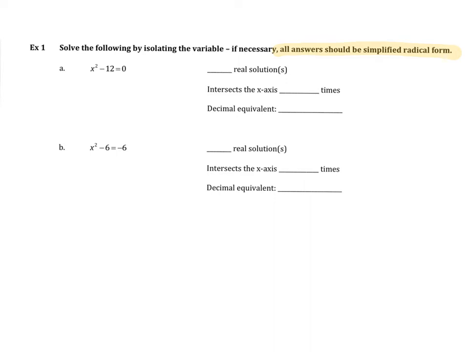Okay, so welcome back. So example 1 says solve the following by isolating the variable. If necessary, all answers should be in simplified radical form. So this is why we spent time on the warm-up reviewing how to simplify radicals, because all of our answers need to be exact, okay? So this means exact solutions, not approximate.